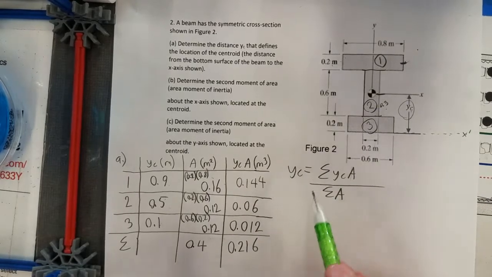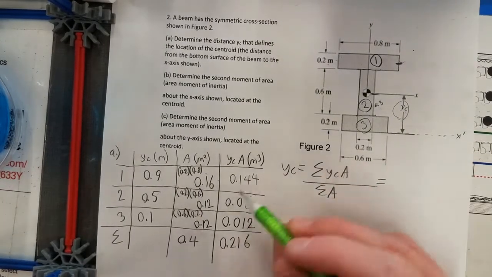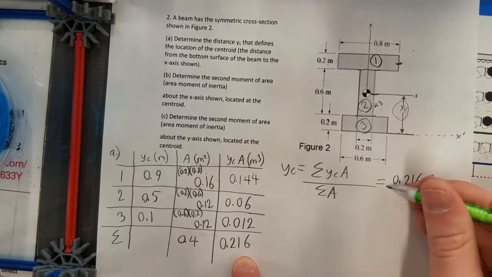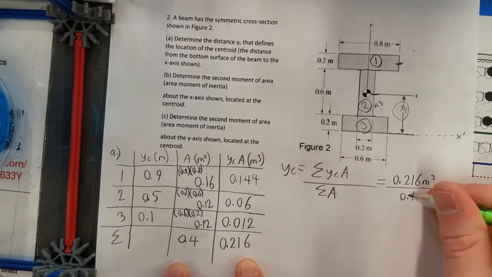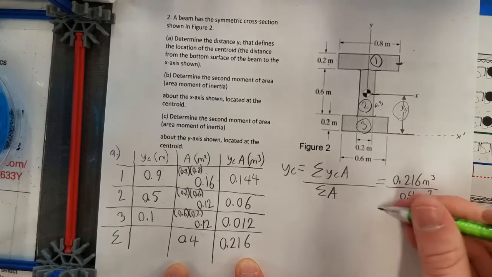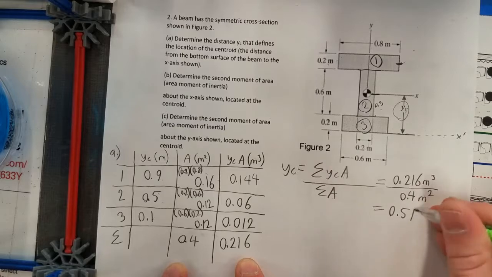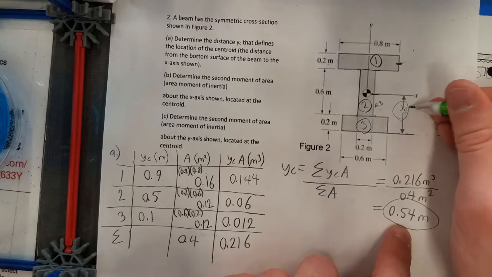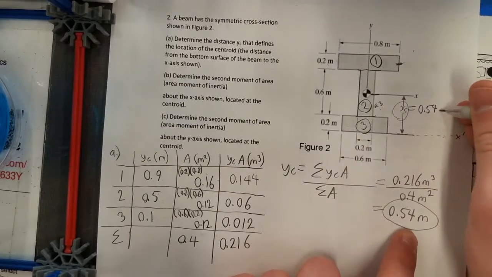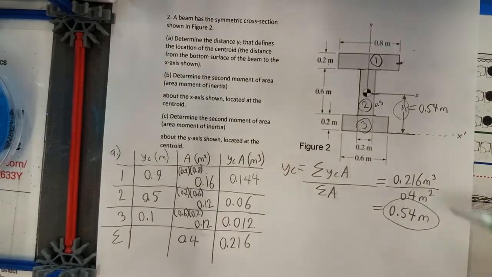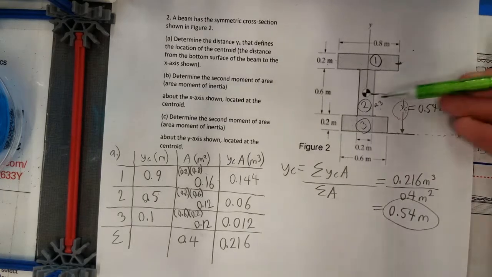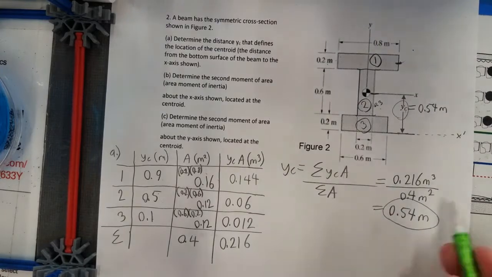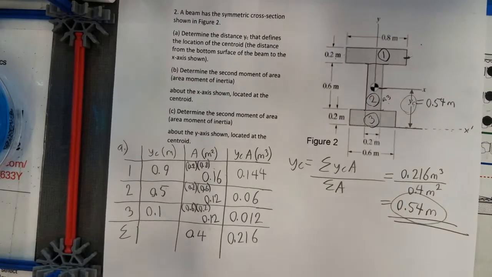And so following this formula here, we're going to find out that our YC is going to be equal to 0.216 meters cubed divided by 0.4 meters squared, or overall 0.54 meters from the bottom. And so I'm going to go ahead and write this out here, 0.54 meters. And so our distance from the bottom to where this x-axis should be located is 0.54. And so that's our part A right there. That's what we needed for part A.